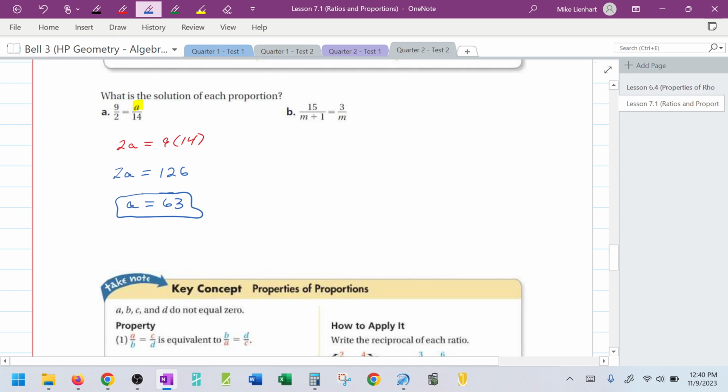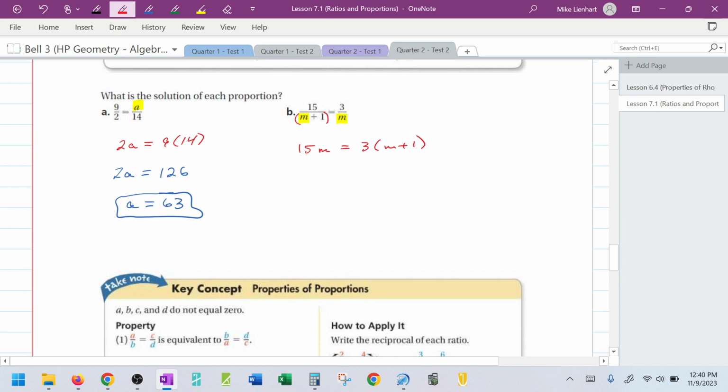If they made the proportion a little bit different, notice I have an m there and an m there. Well, when one part of the extreme or the mean is now an expression, make sure you put it in parentheses. To solve this, I'm going to cross multiply. It doesn't matter which order. I'm going to go 15 times m equals 3 times m plus 1.